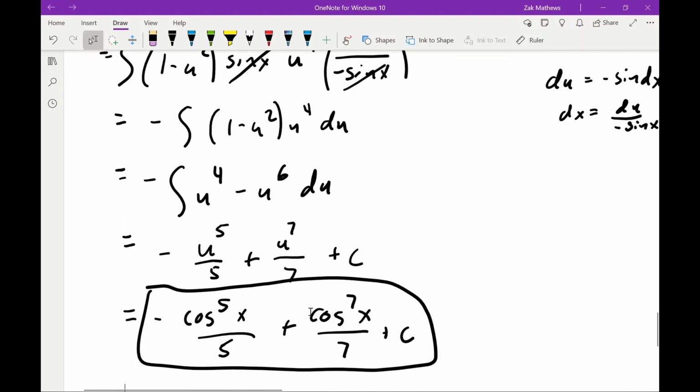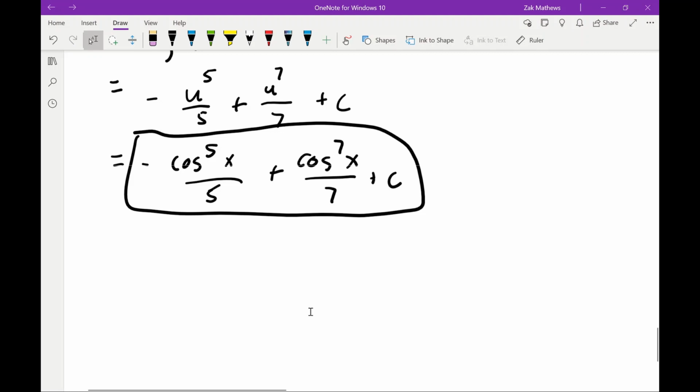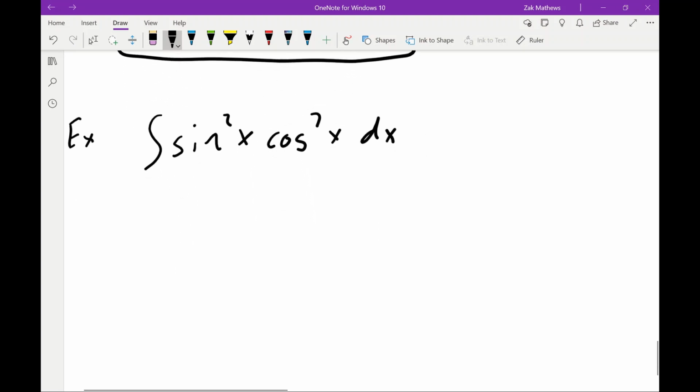So if both of them are odd, then we can just think of using case 1 or case 2. It doesn't matter. Let's do another example. Let's take the integral of sine squared x cosine to the 7th x dx. So now it's the cosine that is the odd power, so that's the one that we want to break apart. We also see that this cosine is much higher than just a cosine squared times cosine, kind of like what we saw in the first example.